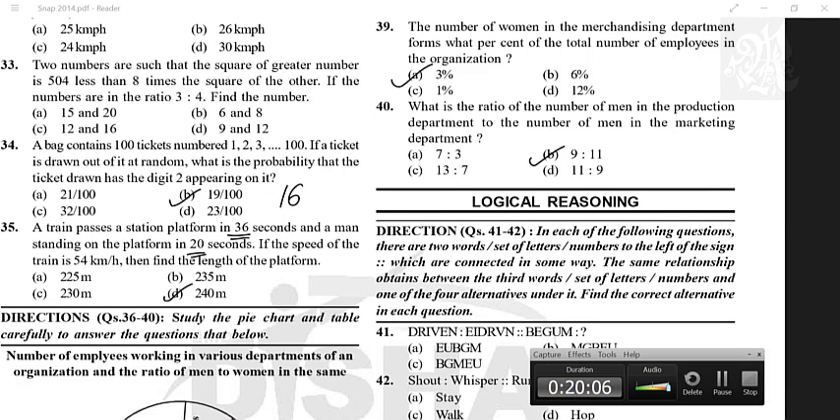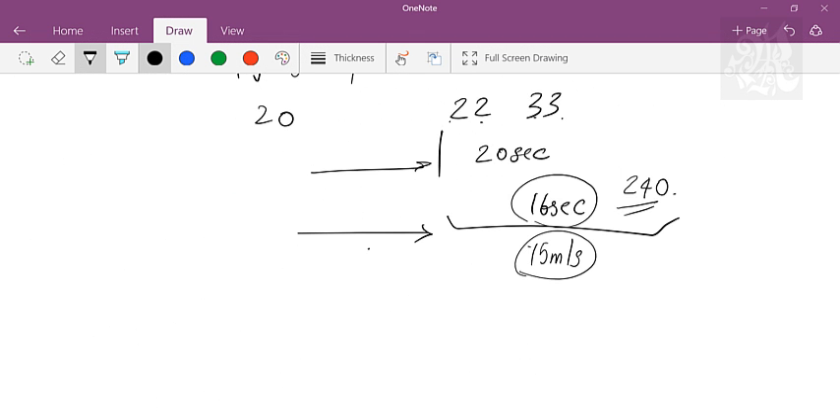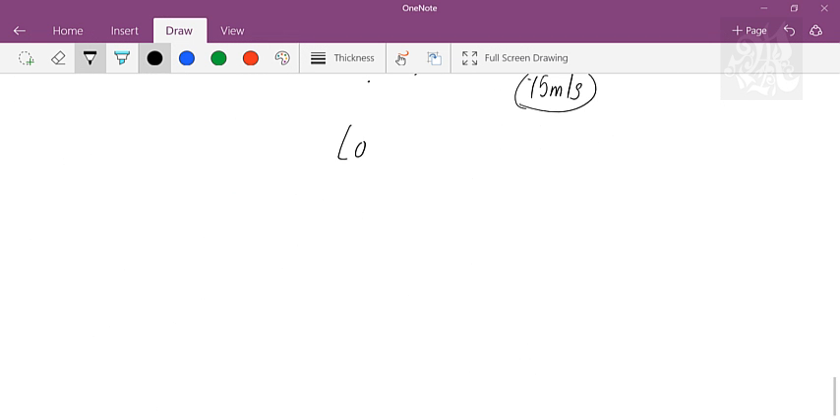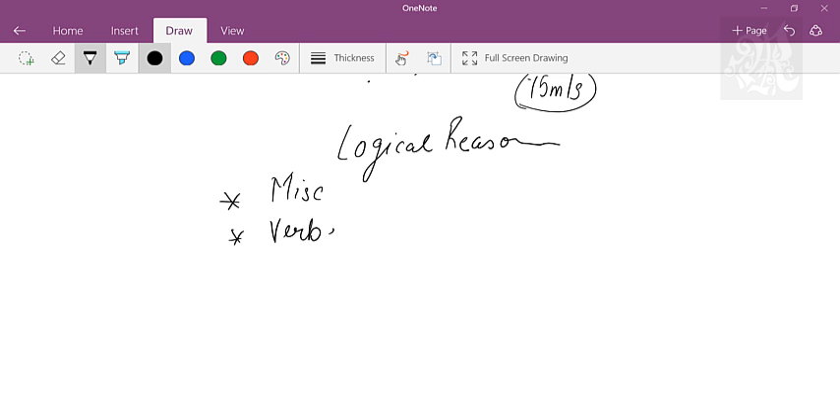Alright, the next section is logical reasoning. Now in logical reasoning, bear in mind that the questions you'll have will be precisely on miscellaneous logic. You'll have verbal reasoning in it, and obviously the favorite of all exams, caselets. Right, let's look at it. Let's dig into it one by one.